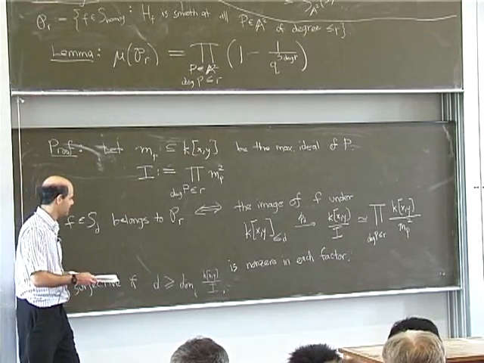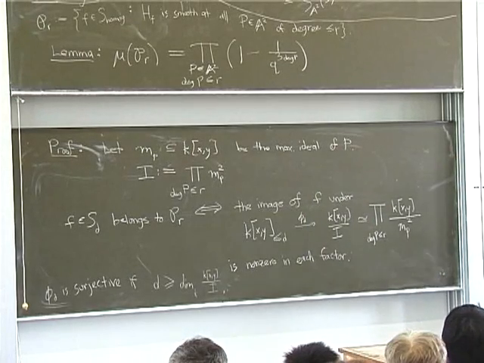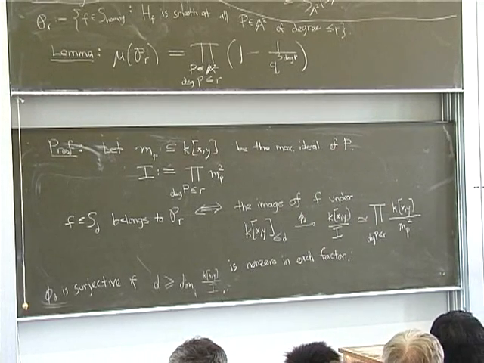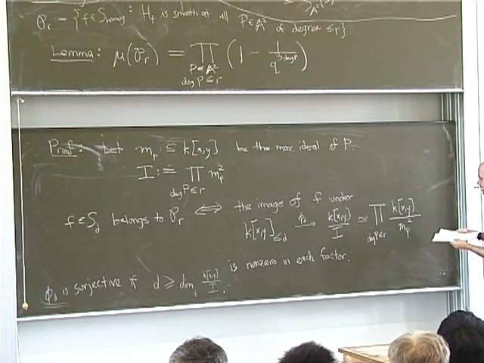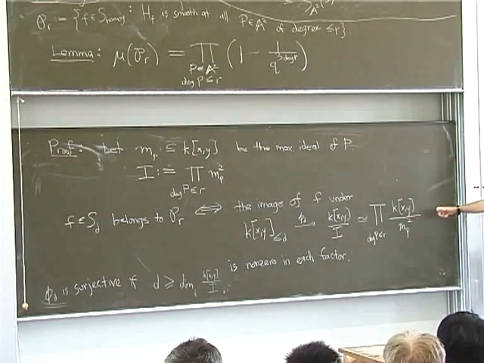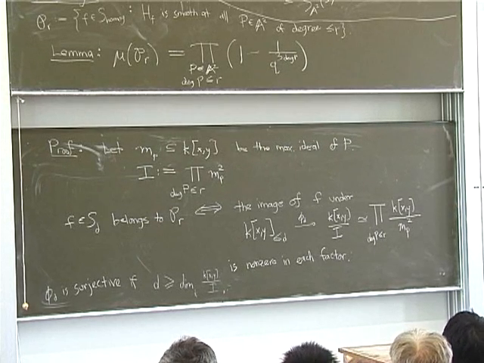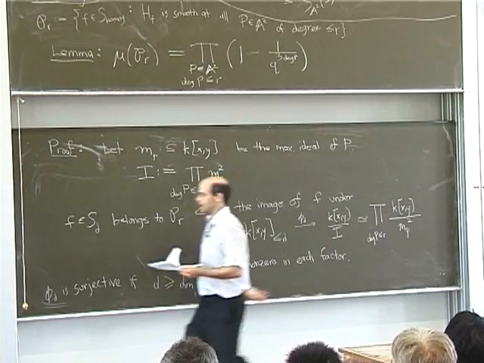So it's surjective once D is large enough. So that proves this lemma, because as I said, the fraction of elements here that are non-zero in each factor is exactly the right-hand side of that lemma.